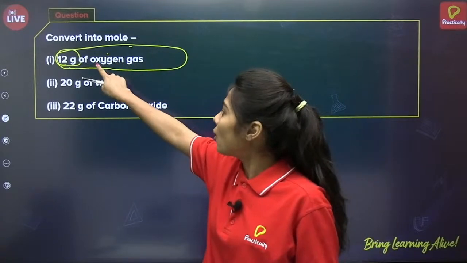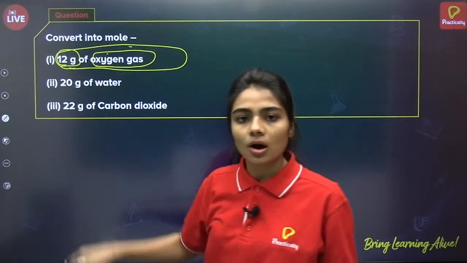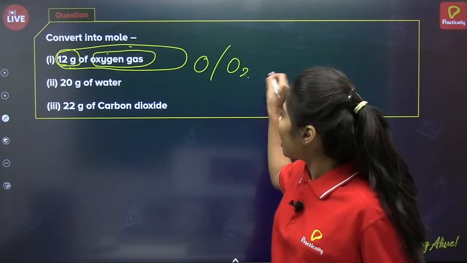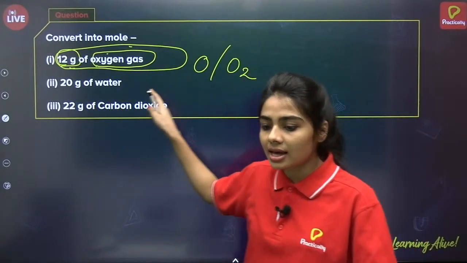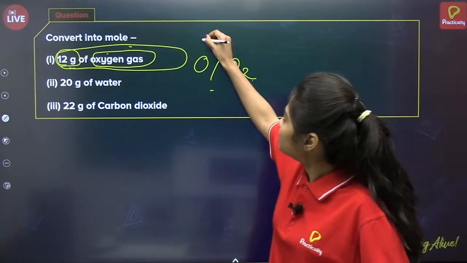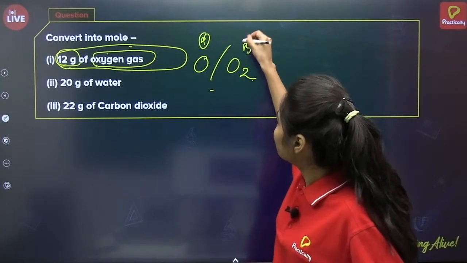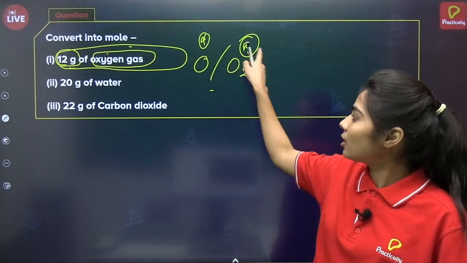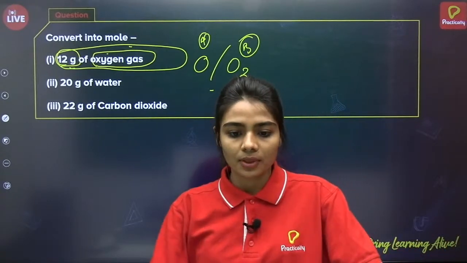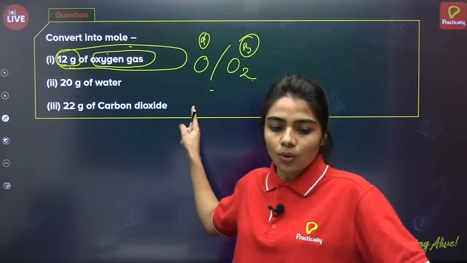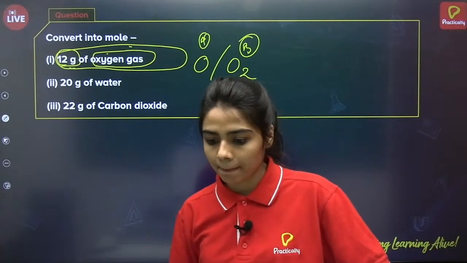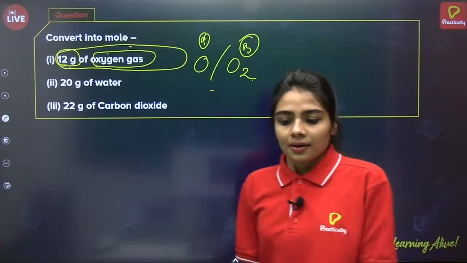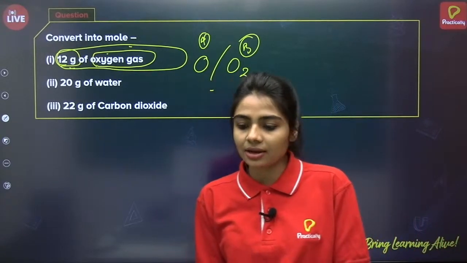Now, oxygen gas means O or O2? Answer quickly. This is option A, this is option B. Oxygen gas is A or B? What do you think? Should I take only O or O2? Okay, Aslam says O. A. Okay, anyone else?